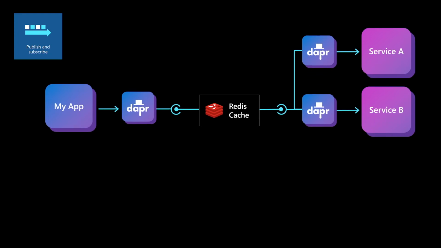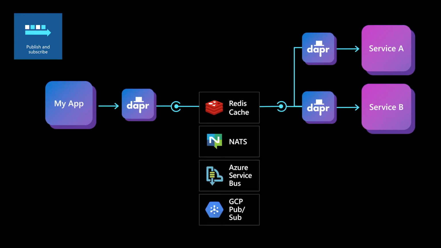The application does not have to take any hard dependency on a particular implementation or SDK. We can swap out Redis in this example for any supported PubSub component. What I'd like to do now is switch to a demo so I can show you PubSub in action.